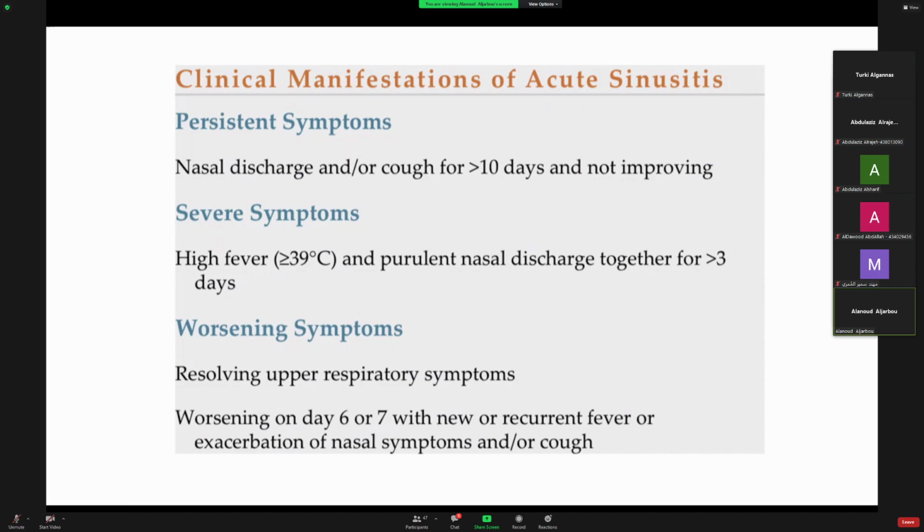Or the patient can have an acute upper respiratory tract infection, then a waning phase, then a worsening of the symptoms on day 6 or 7. They have fever and nasal discharge. Severe symptoms is a less likely presentation: the patient presents from the beginning with high fever and purulent nasal discharge for more than 3 days.